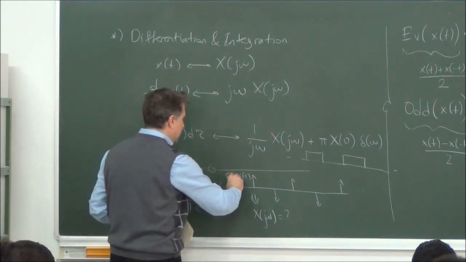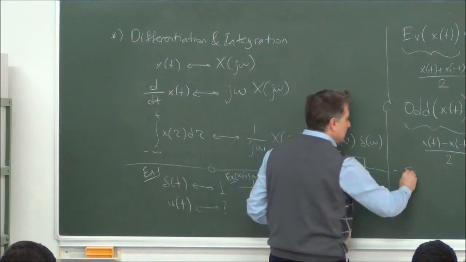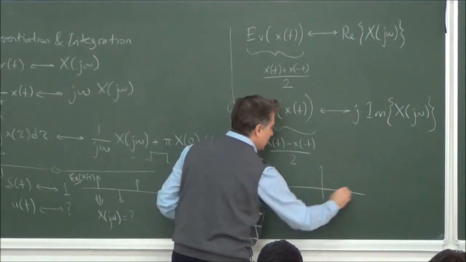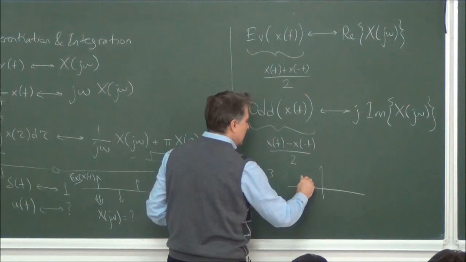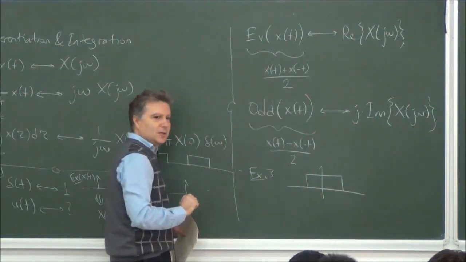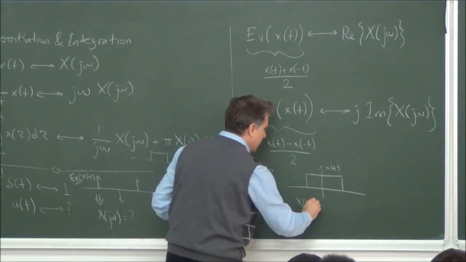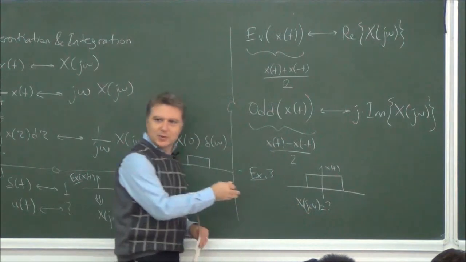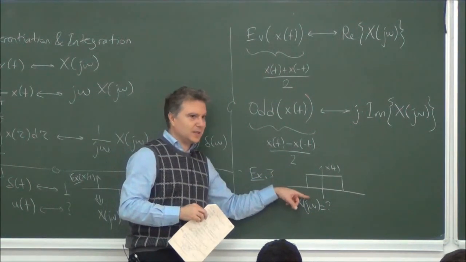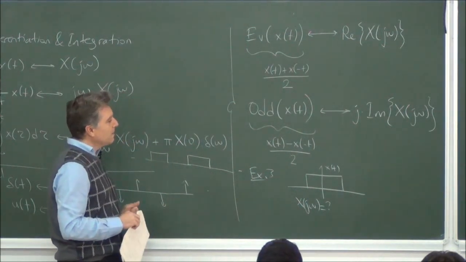This is example 2. A simpler version of example 2 is example 3, and that is just the Fourier transform of this box. What is X of j omega? We already know it. It's a sinc shape, right? We have found it. It was the very first example that we did. Sorry, it was the second example that we did.